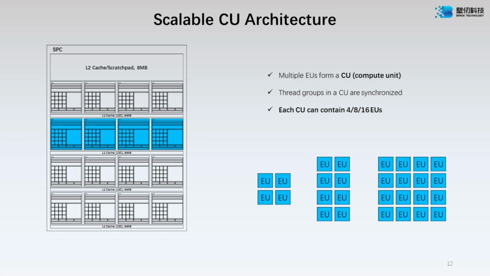Multiple EUs can form a CU, or compute unit. Unlike a typical GPU, which usually has 4 EUs formed as a CU or SM, in BR100 you can have very flexible CU configuration. You can have 16 EUs as a CU, or 8 EUs as a CU, or 4 EUs as a CU. With this kind of flexibility, you can allow all the warps in the entire SPC to synchronize the instruction execution inside a compute kernel. This allows the SPC to efficiently run multiple kernels in a pipeline manner inside one SPC.